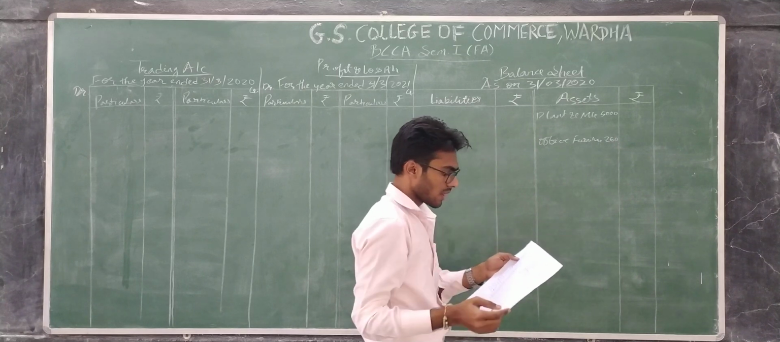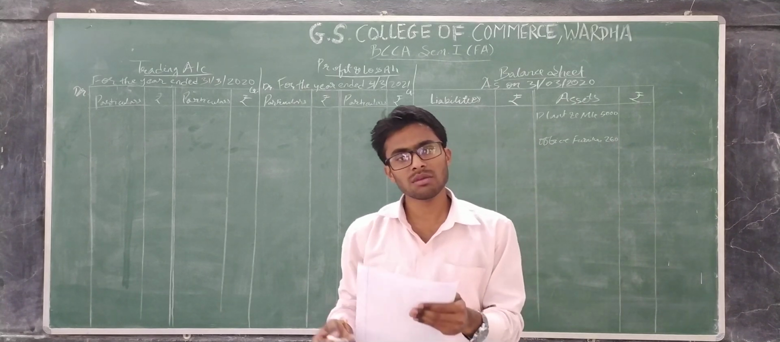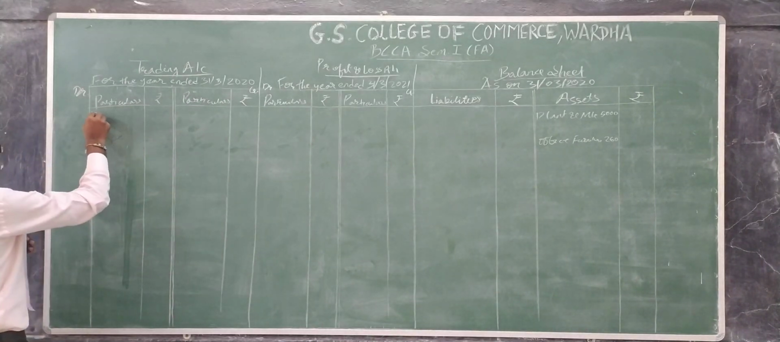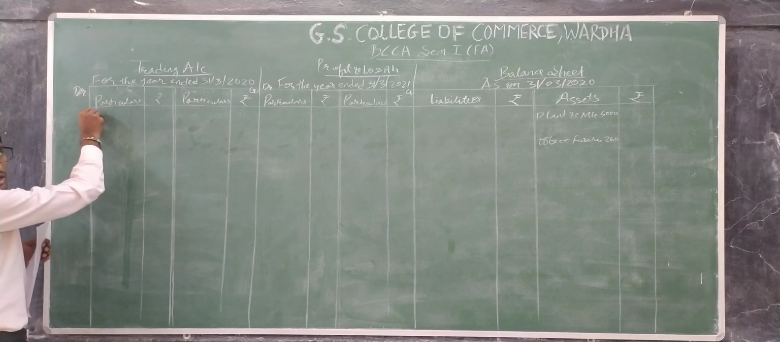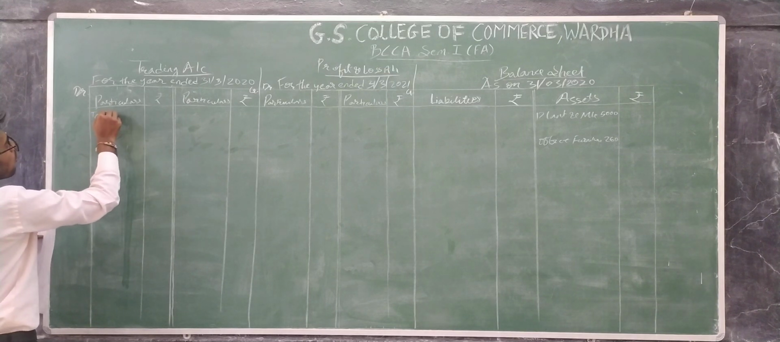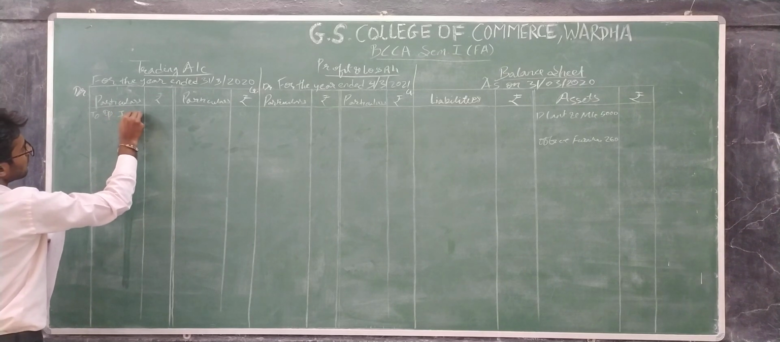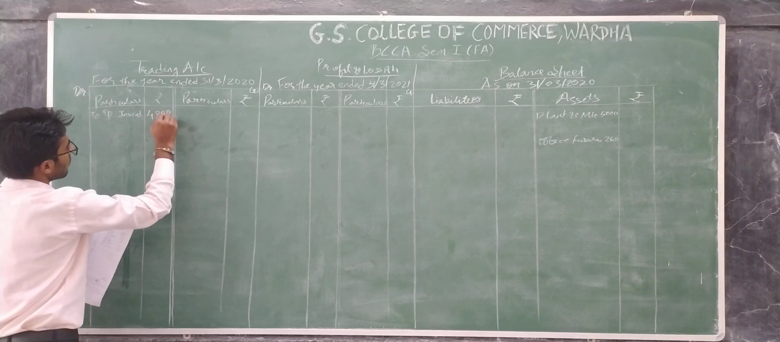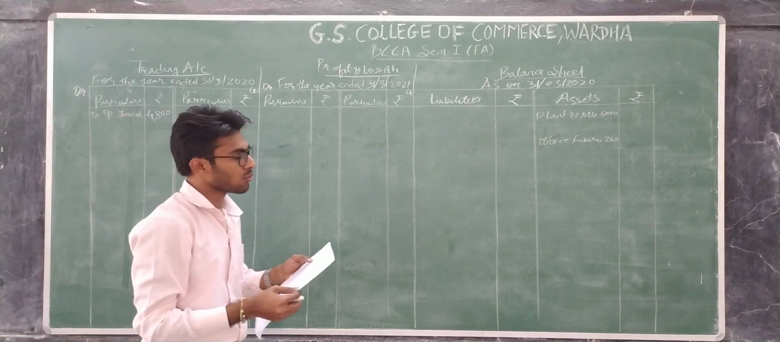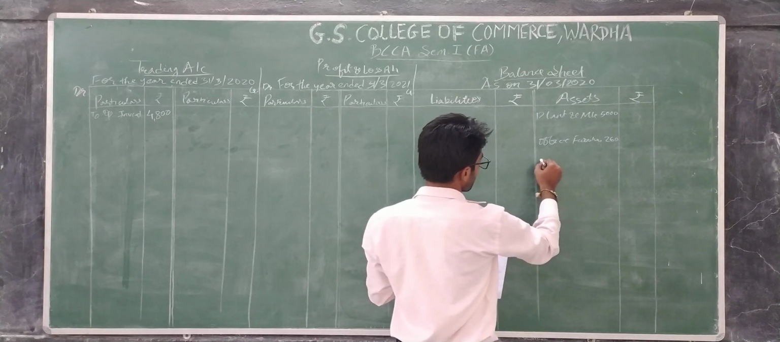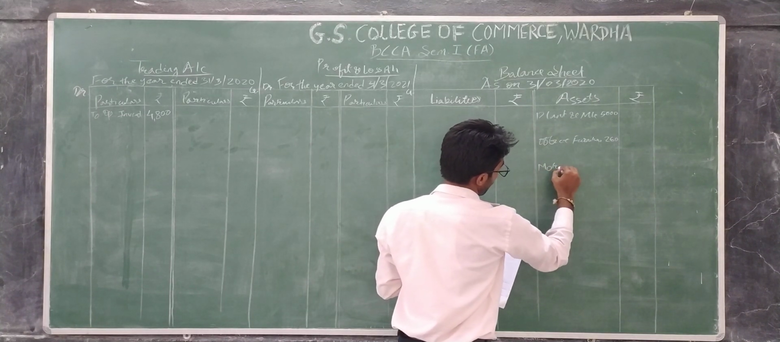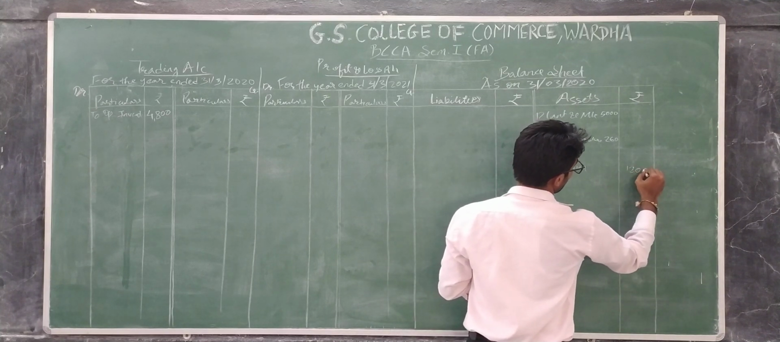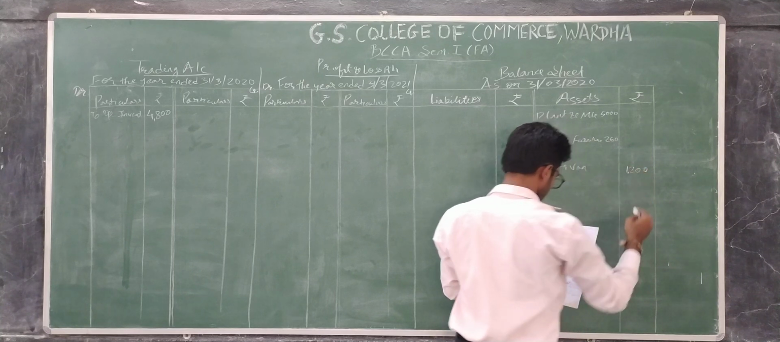Then we have opening inventory. Opening inventory means opening stock, and opening stock should be written on the debit side of the trading account. So here we can write opening inventory, which is 4,800. Then after that the motor van. The motor van is my asset, so I have to write here motor van, 1,200 rupees, on the outer side.